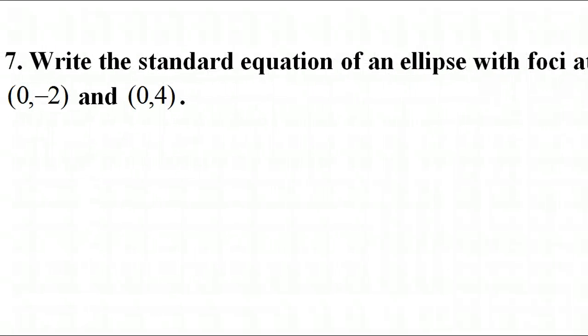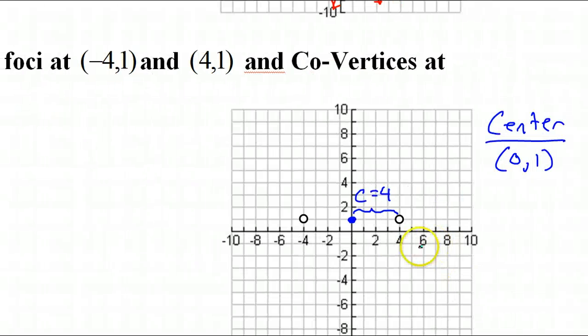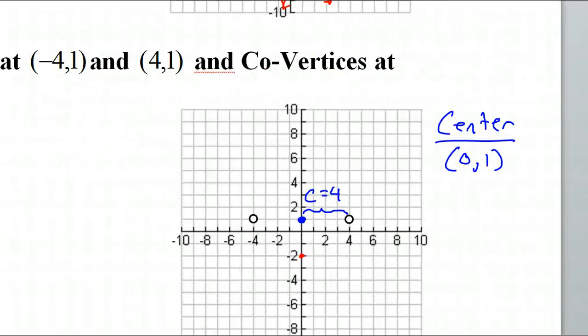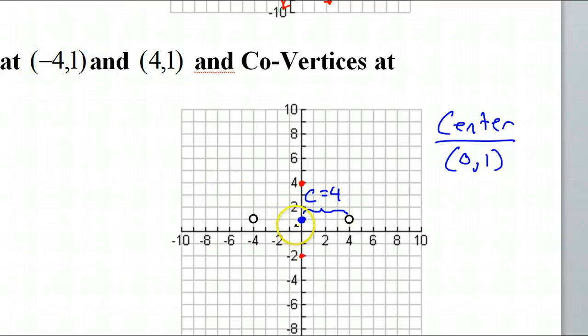Oh, covertices now. At (0, -2) and (0, 4). So these are my covertices. Now, because this is a covertex, I'm going to call that my B value. So this tells me that B is 3.